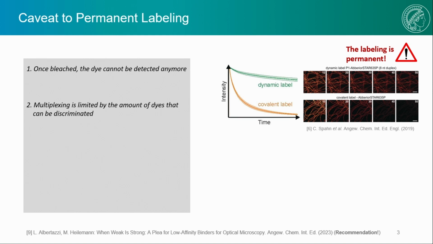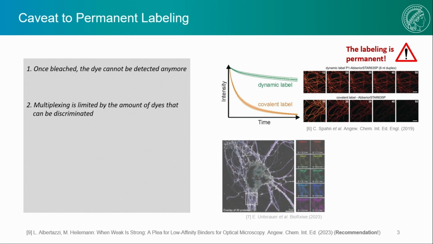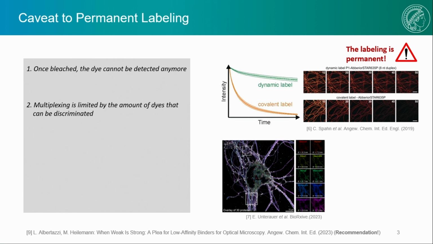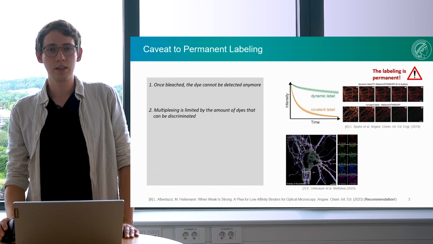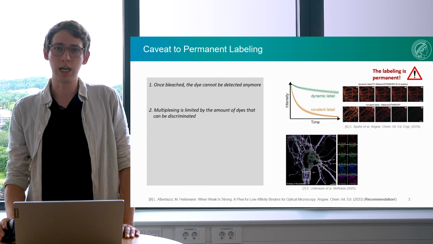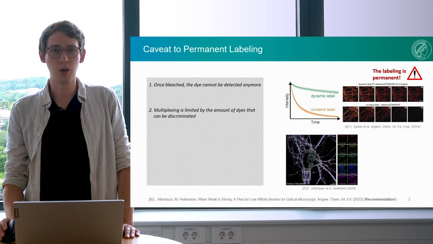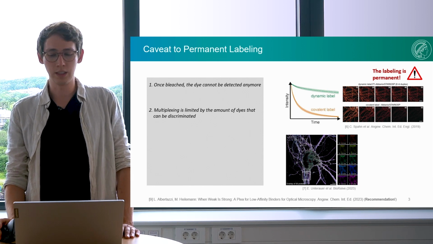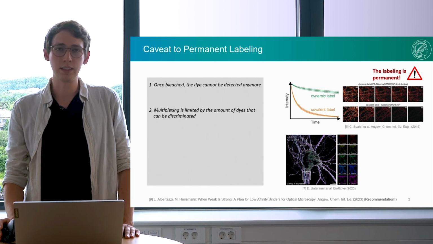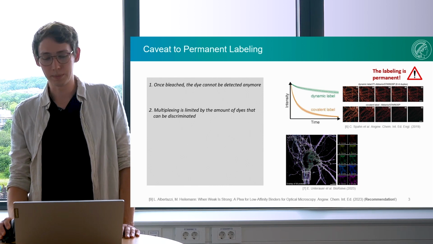Secondly, multiplexing is limited by the number of dyes that we can discriminate. Every permanent label will block a channel. However, if you think about exchangeable probes, you can image a target, wash it out, bring in a new fluorophore for a new targeted structure, and thereby multiplexing is potentially unlimited.